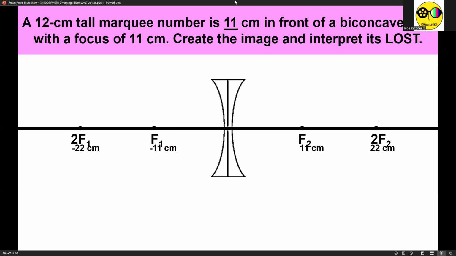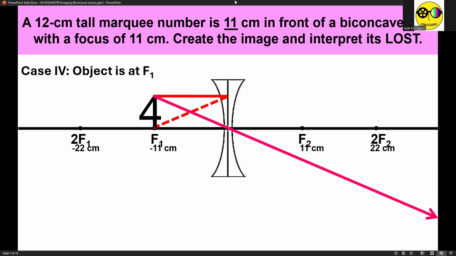Now, for case number four, wherein the object is 11 centimeters in front of the lens, no? That's exactly at focus one. So when we discuss biconvex lens, case number four is special because its image is found at infinity, no? Because of parallel actual light rays. So let's find out if that will be the same case for case number four for biconcave lens.